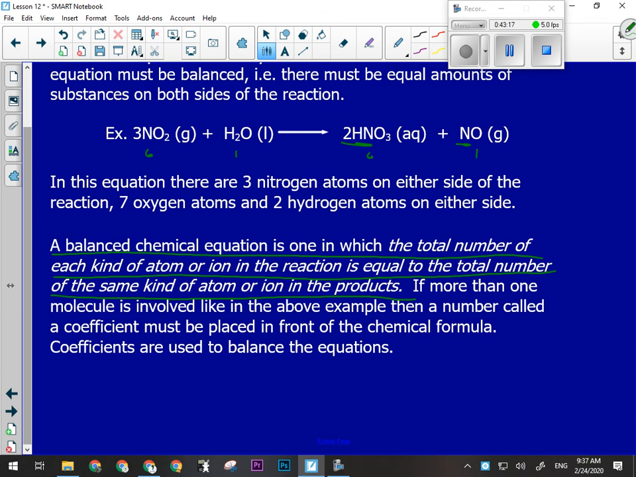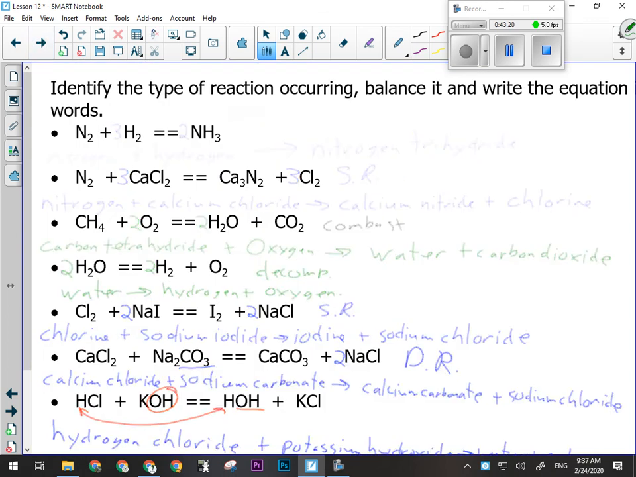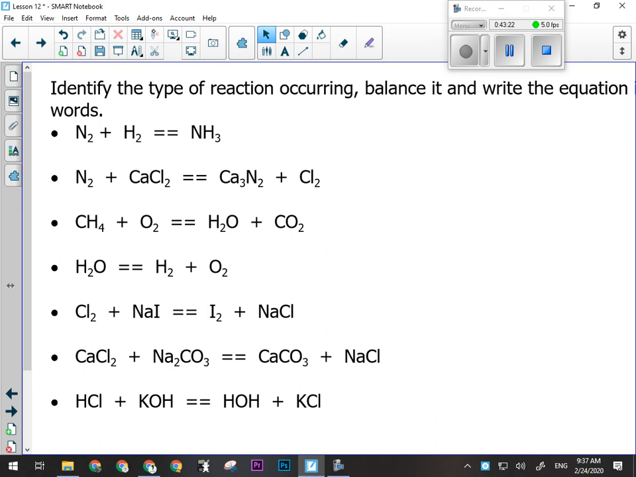All right, so I left the answers up there. I want you guys to try just the first reaction right now. Here's what I want you to do. Identify what type you think it is: synthesis, decomposition, combustion, single or double replacement. I want you to write it out in words, so write the names, and balance it. Just try that with the first reaction. I'll give you a couple minutes and then I'll show you what it looks like.